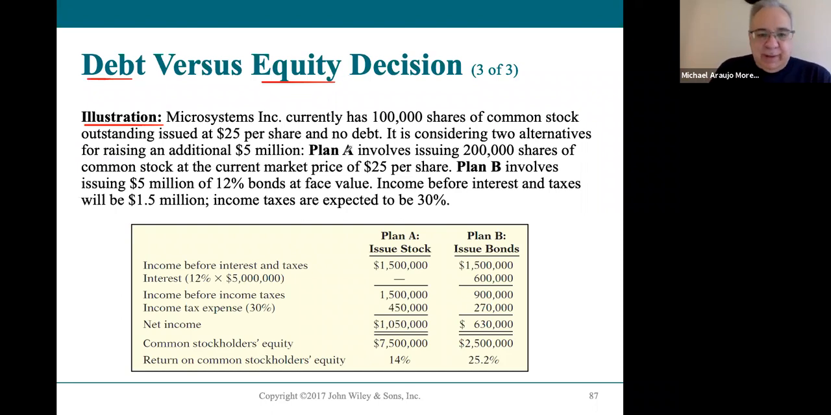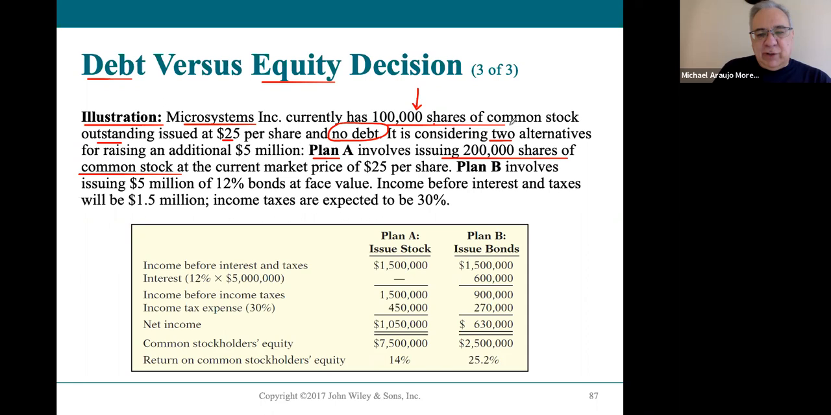Well, they make plans. So here's a company, Microsystems. They have 100,000 shares of common stock outstanding at $25 a share. They have no debt. They need money, and they're considering two plans. The first plan is to sell more shares of stock. If they sell more shares of stock, then you're going to have more owners.